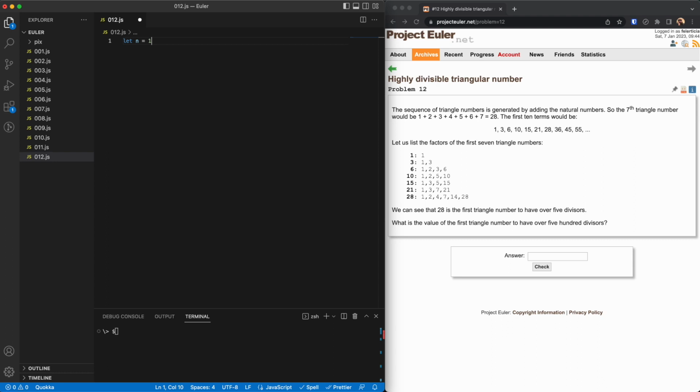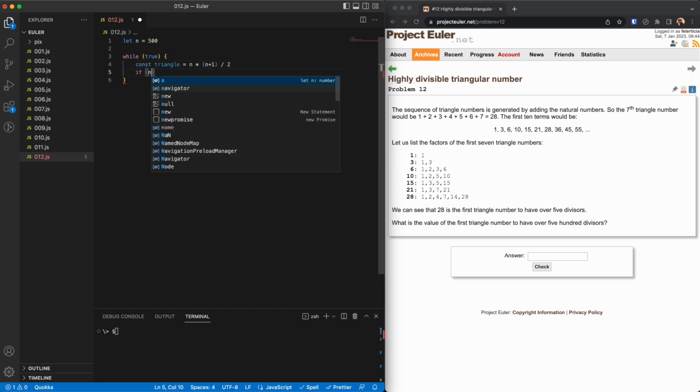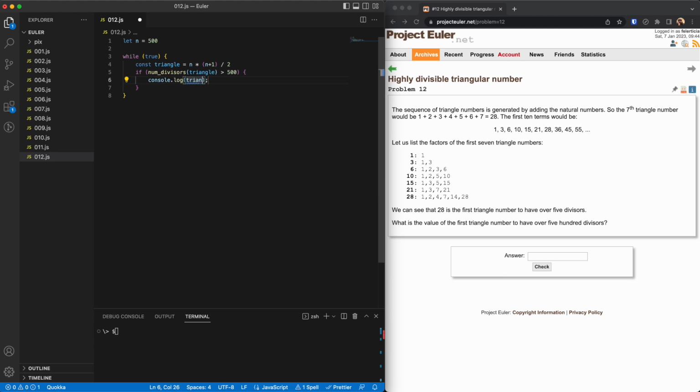Let's start with 500, because the divisors of 500 times 501 divided by 2 will not be, of course, 500. It would be way less. Then I need to save the result, and this function is where we count the number of divisors.